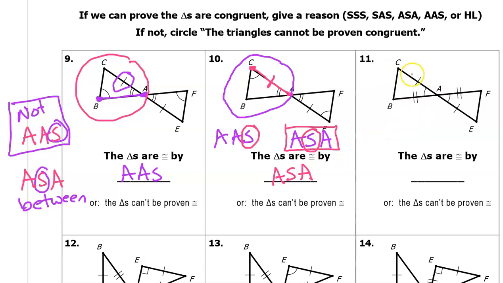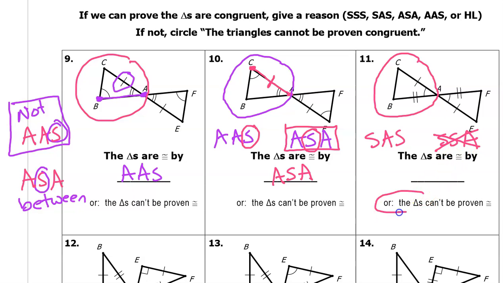All right, look at problem number 11. Focus your eyes on one triangle at a time. I notice that we have two sides and an angle. So this is either going to be side, angle, side, or it's going to be side, side, angle. Side, side, angle is not a thing. If it turns out to be side, side, angle, I'm going to circle triangles can't be proven congruent. So watch out for that.